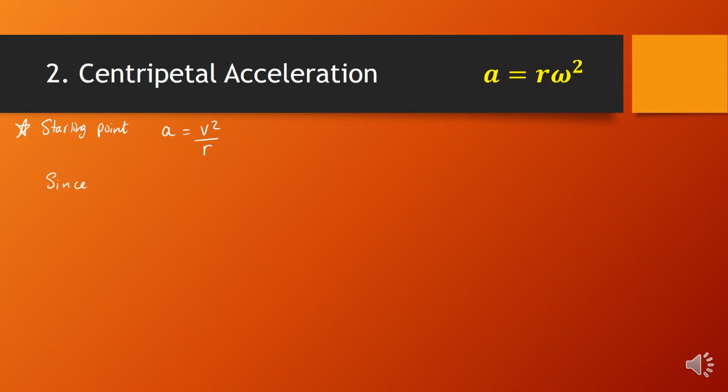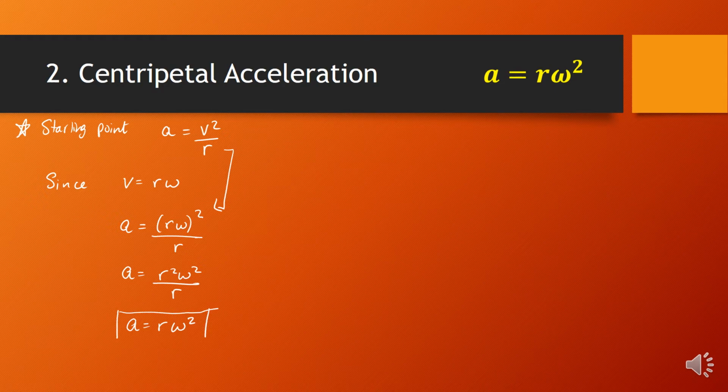From the first derivation in this video, we've learned that v is equal to r omega. We're going to substitute for v in the equation above, and now we have a equals r omega squared on the top line divided by r. We get a equals r squared omega squared over r, and of course now we can divide by r, and we get a equals r omega squared, and there we are at our finish point. That's your second derivation.